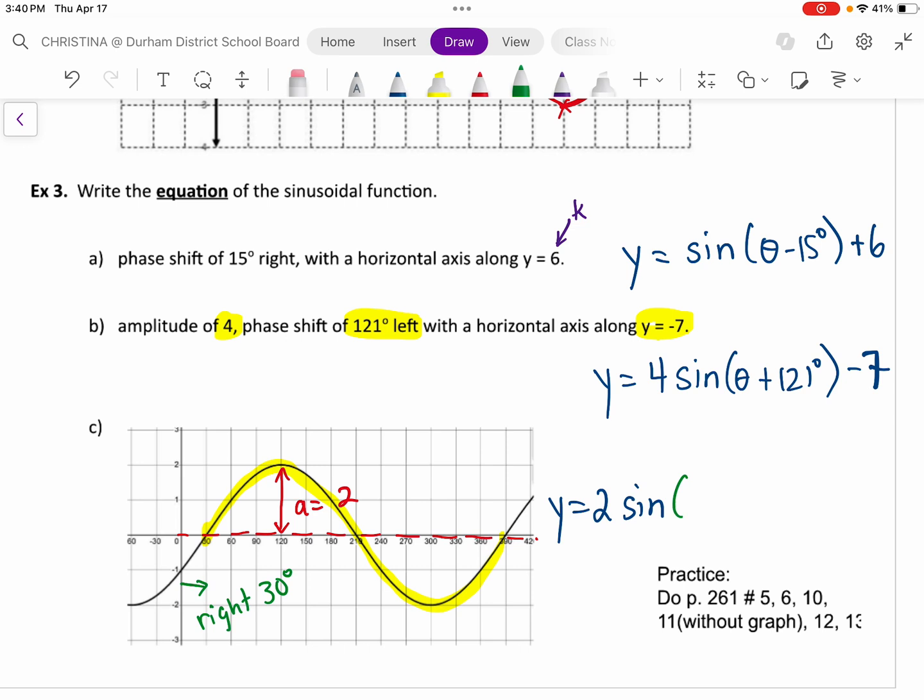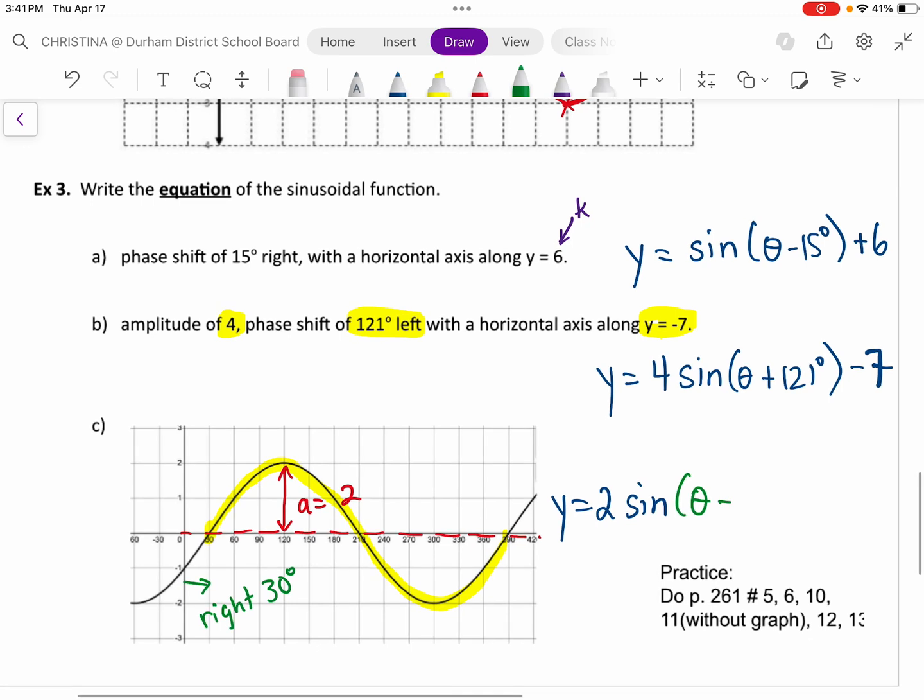So in the bracket, you would do theta right 30. So it'll be minus 30 degrees, close bracket. And does it look like it went up or down? Nope, because the amplitude is even from that middle line, 0. So that's your final equation, 2 sine theta minus 30.